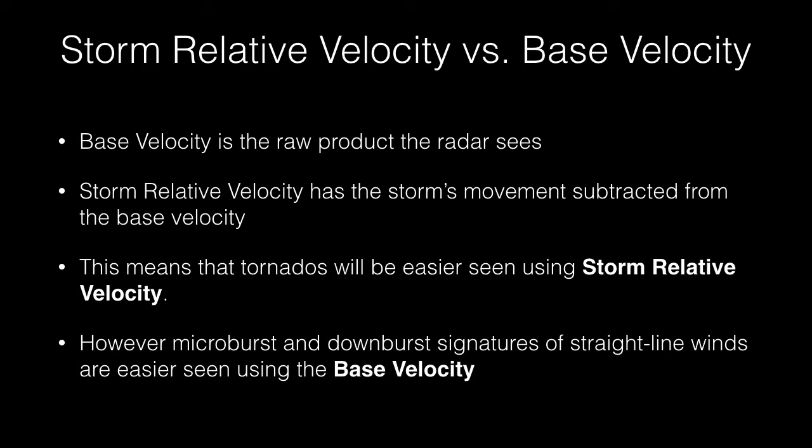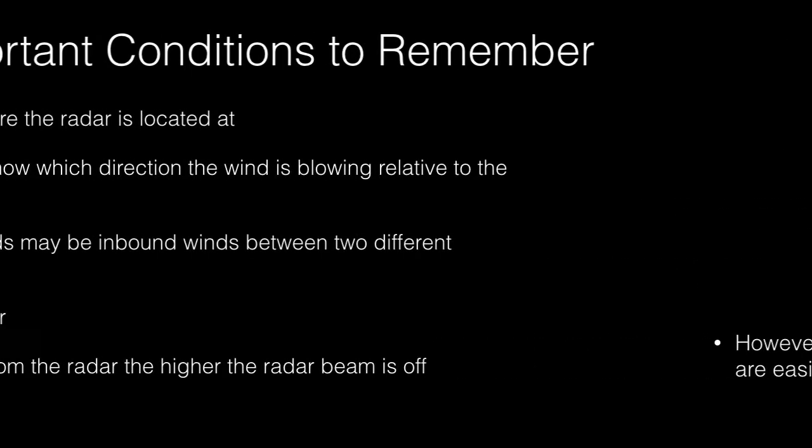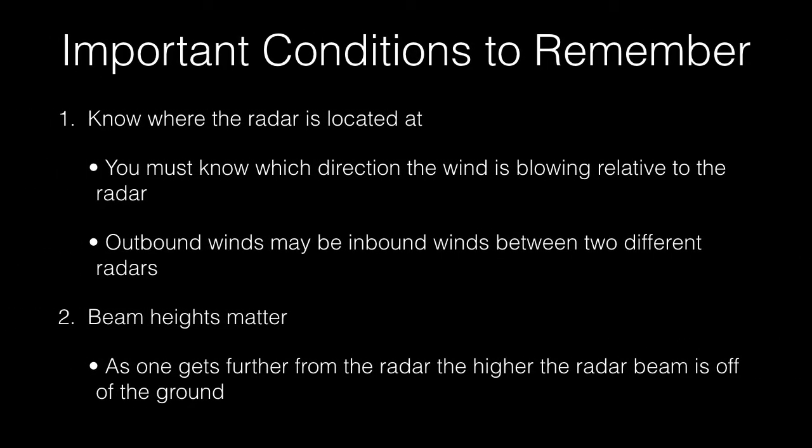Now, to wrap this up, here are some important conditions to remember when looking at radar. You must know where the radar is located. This is so you know which direction the wind is blowing, and the outbound winds and inbound winds, when you choose different radars, will be different colors, and thus different signatures on radar that you are looking for.